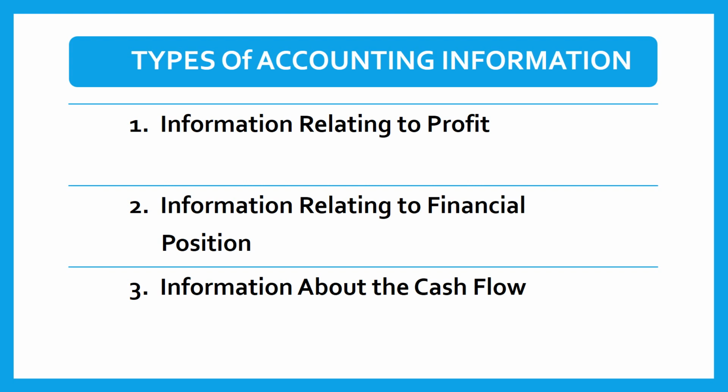Payments have to be made to the outsiders. If there is a sufficient availability of cash, then the payment can be made. And if there is sufficient cash, then the management can think of expansion of the business. So all these decisions are possible because of the availability of cash. Hence, the financial information related to cash is also provided.